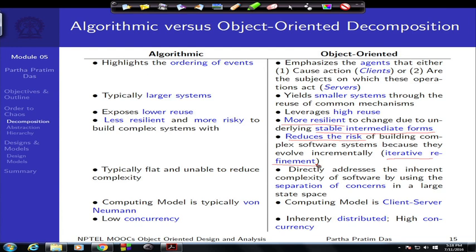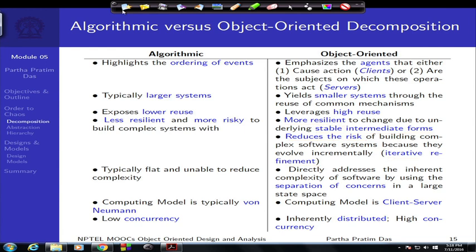Similarly, algorithmic decomposition is flat, because you are going task wise, whereas object oriented decomposition can clearly take the separation of concerns. I hope you recall what separation of concern is. Separation of concern is that any subsystem can be viewed as an independent one, with a lot of intra-system activities happening, and a limited number of inter-system activities happening.